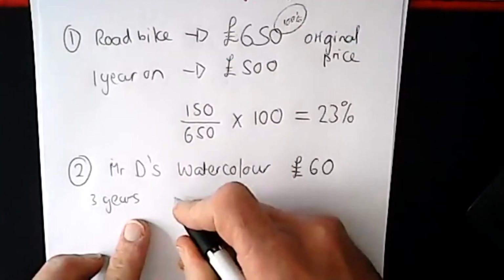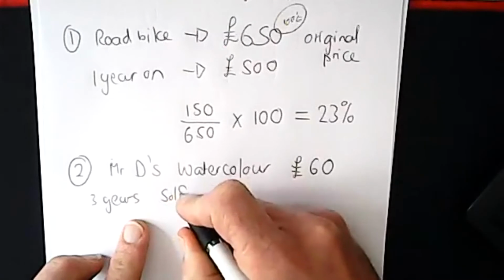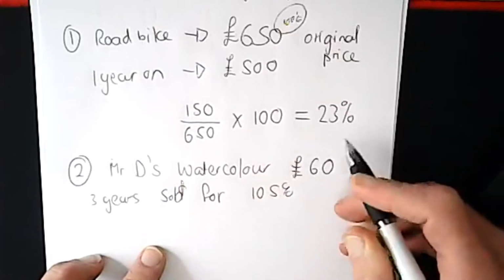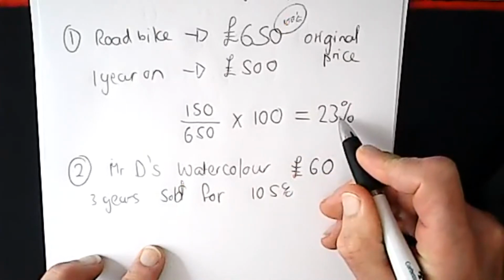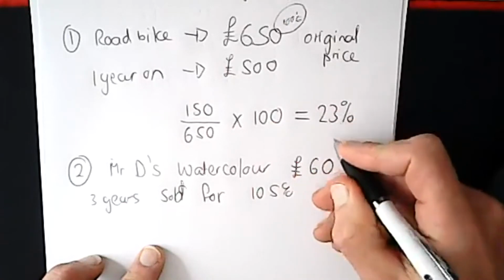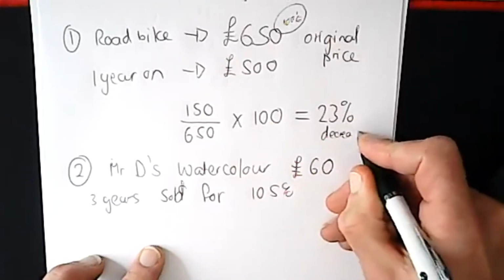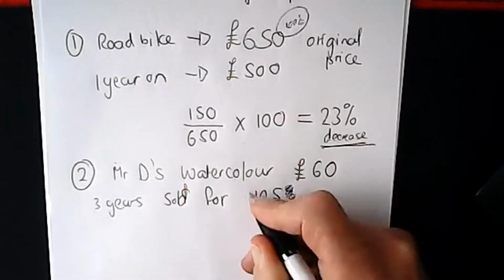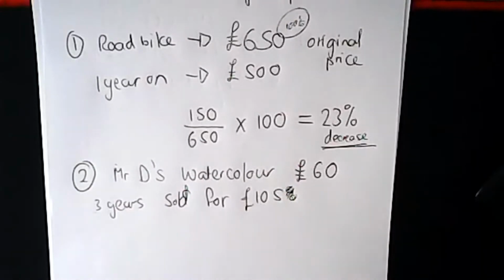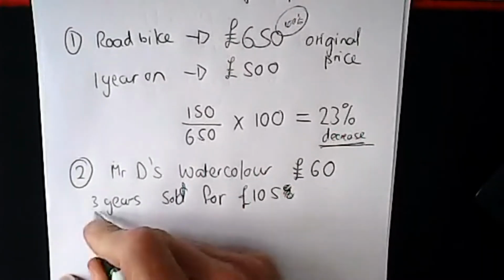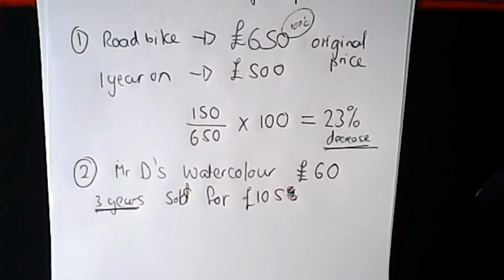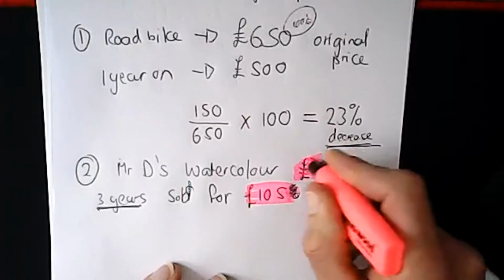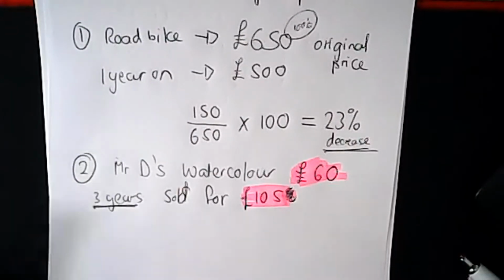So in 3 years' time, it was sold for £105. By the way, it's sometimes useful to say whether it's increased or decreased. The road bike decreased, so that's a 23% decrease in value. Because we're doing the reverse now. So Mr. D's watercolour, bought for £60. After 3 years, the guy who bought it thinks, wow, this is amazing, I'm going to make some money out of this. So I sold it for a profit. Ignore that little splodge, sorry about that.